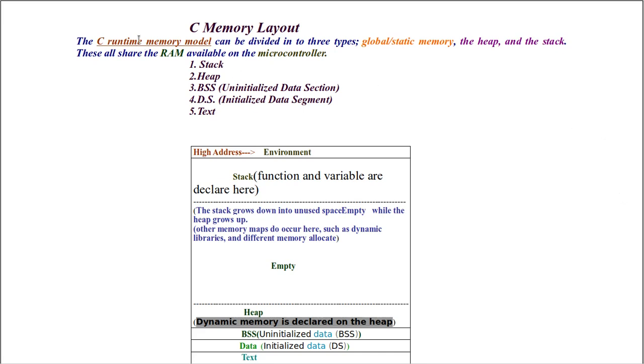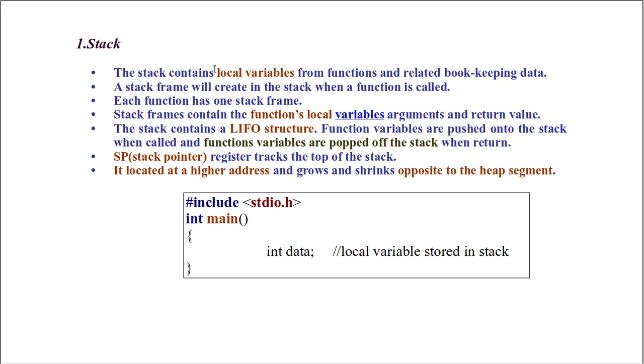Our C runtime model can be divided into spaces: global and static memory, heap and stack. When we talk about stack, all the functions you use, main, fun, and all their variables, int a, int b, int c and other things are stored inside the stack. Function variables that are local to the function are declared here. The stack grows downward, and the heap grows upward. Heap is the place where dynamic memory allocation occurs, such as malloc and calloc. BSS consists of all uninitialized data, the data section consists of initialized data, and text is where all your code exists.